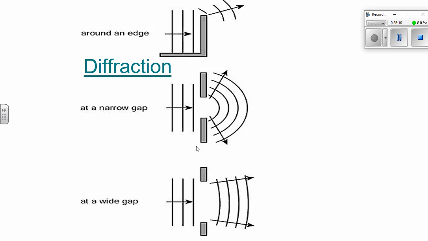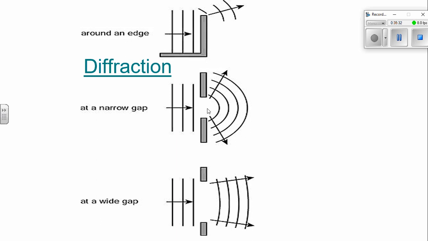Also, the diffraction through gaps. If you have a narrow gap versus a wide gap, there's going to be more diffraction, more spreading of the wave through a narrow gap. So if you do have a laser beam, give this a try. It's kind of neat.